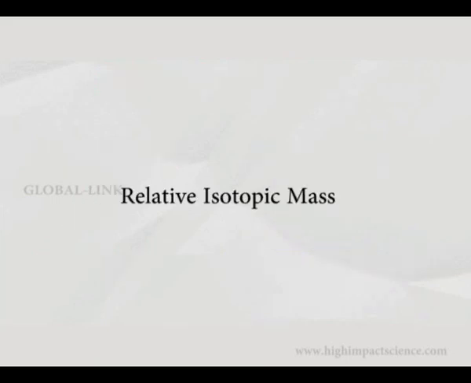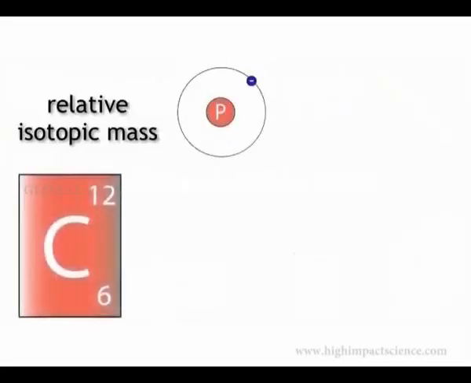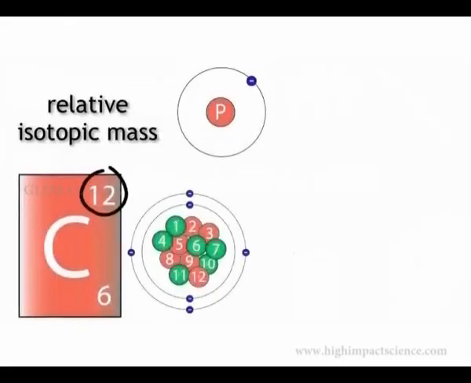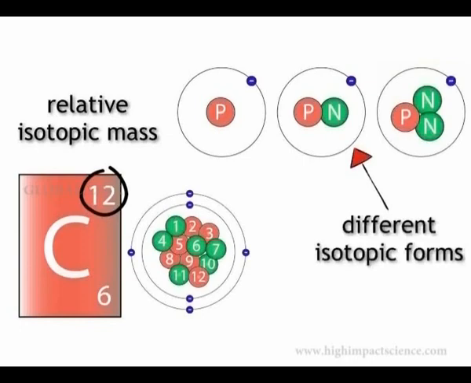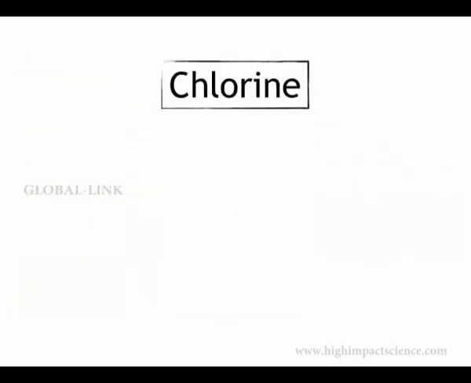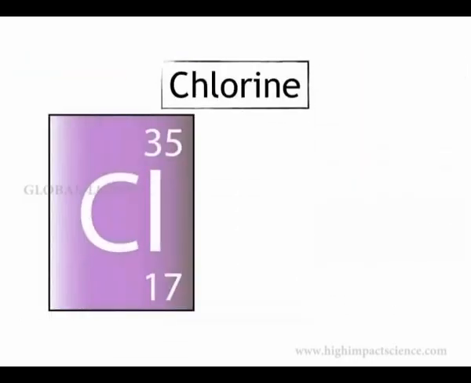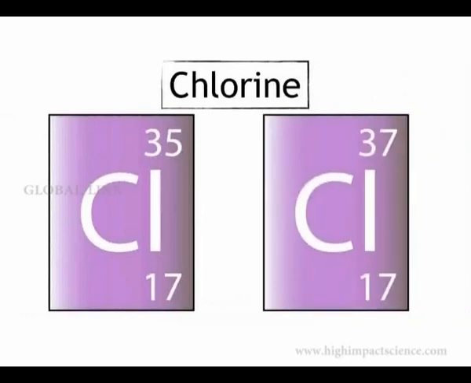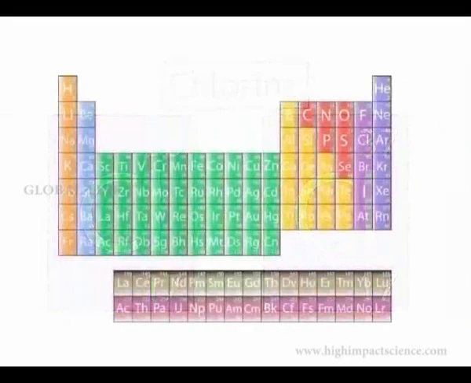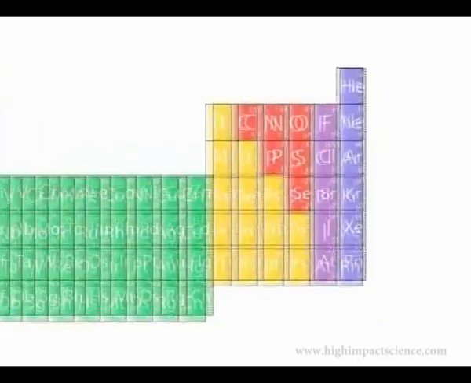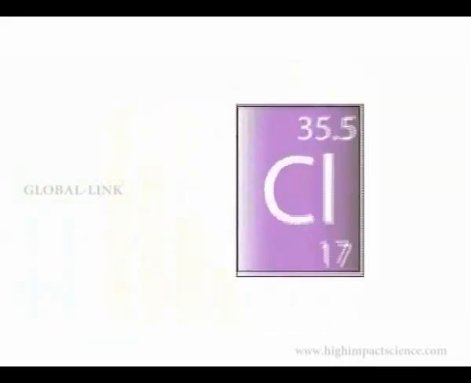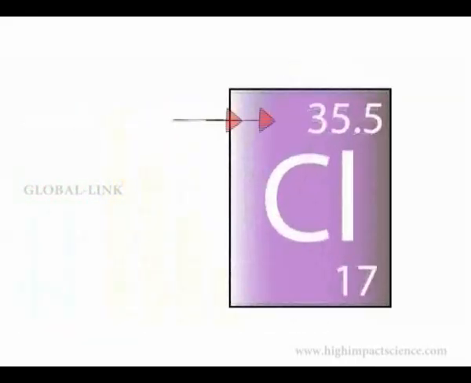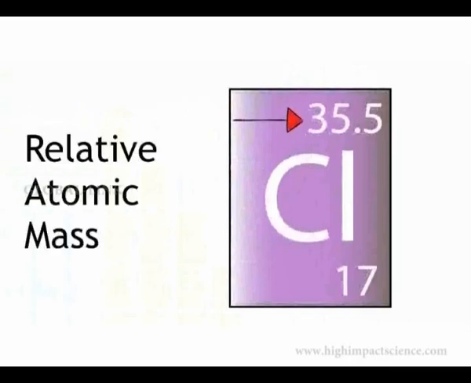Relative isotopic mass. The relative isotopic mass is the mass of an element in relation to carbon-12. The reason why this is the isotopic mass is because some elements have different isotopic forms. For example, chlorine can be found as chlorine-35 and chlorine-37. The isotopic mass is not the number that appears on the periodic table. The number seen on the table is the relative atomic mass.